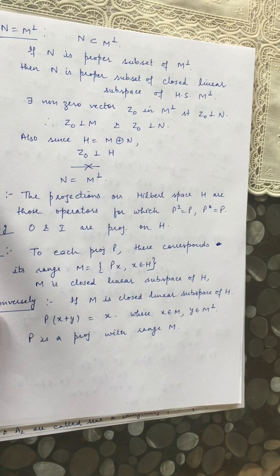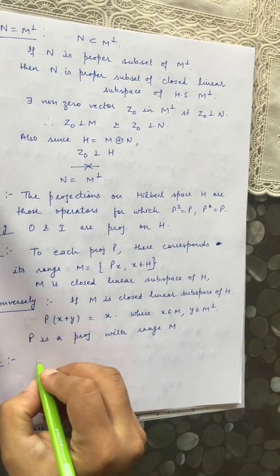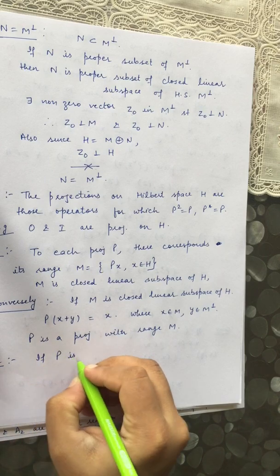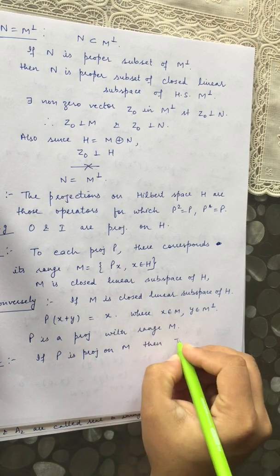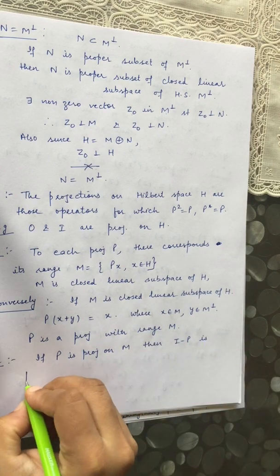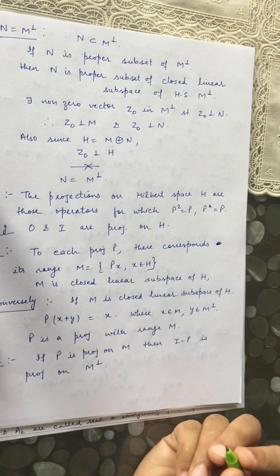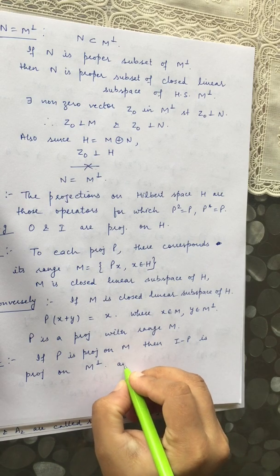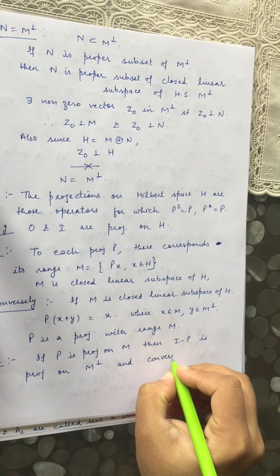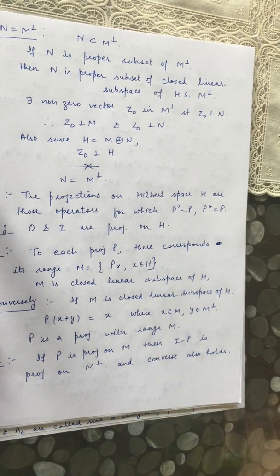So now it is clear that if P is projection on M, then I minus P is projection on M perp. So one more thing we can note here: if P is projection on M, then I minus P is projection on M perp. This we have done in Banach spaces also. If P is projection on M, then I minus P is projection on N, and the converse also holds. If I minus P is projection on M perp, then P is projection on M.